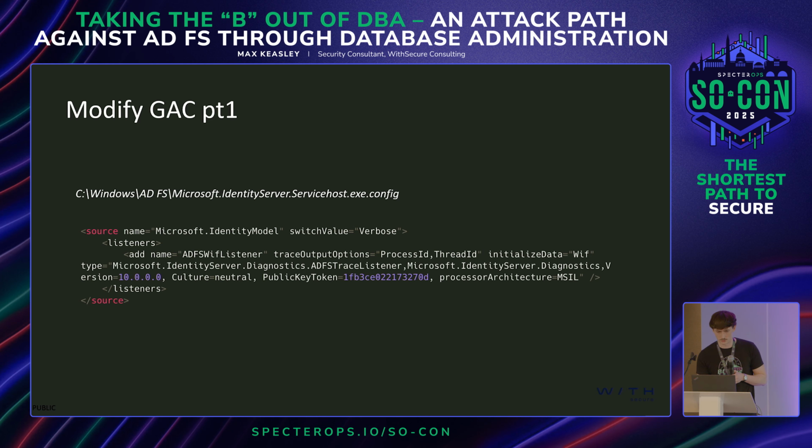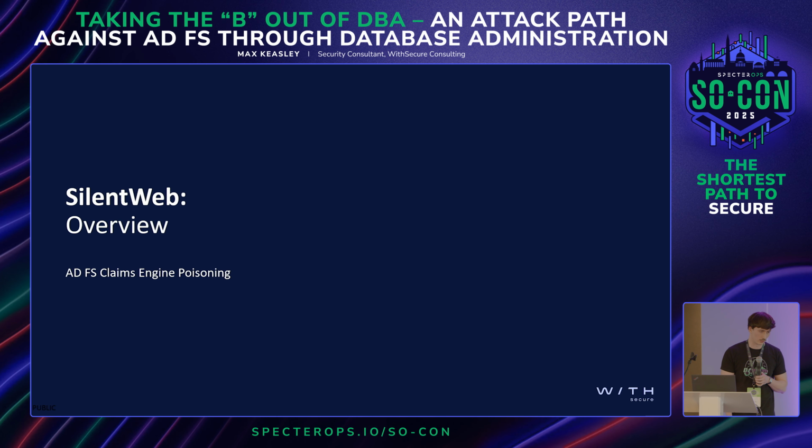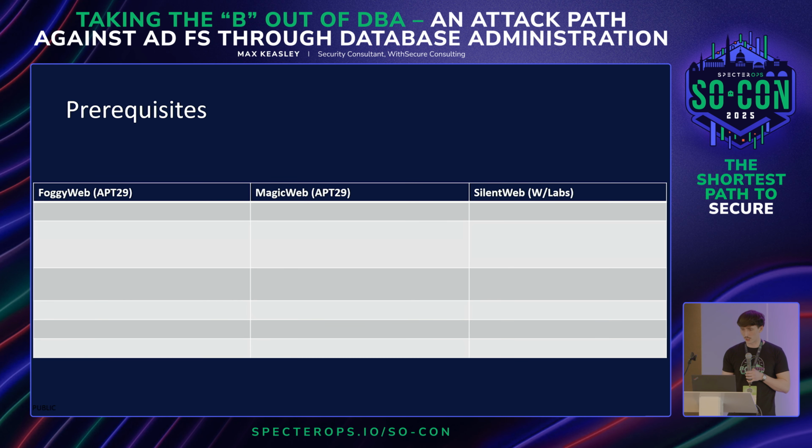And this leads us nicely onto the technique that I've developed, SilentWeb. SilentWeb is essentially ADFS claims engine poisoning. This allows you to subvert the claim generation pipeline through poisoning issuance transform rules. So if you can get into this issuance process, you can essentially dictate what the resultant token contains. Before I get into the technique details, I'm going to compare and contrast the two techniques, FoggyWeb and MagicWeb, versus the technique that I've developed.